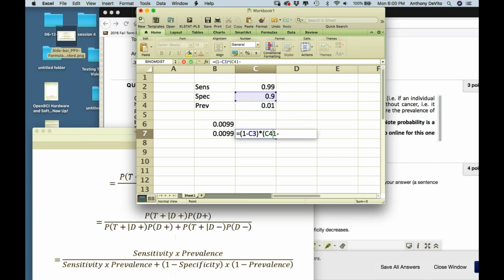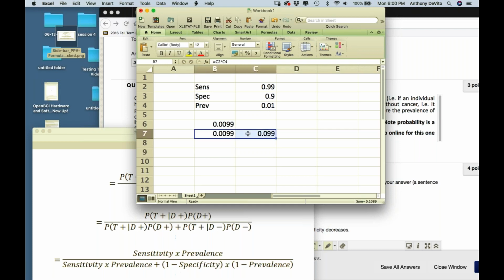I'm going to put that in parentheses also. 1 minus our prevalence, which is now, prevalence is 99% of the people who don't have the disease. Okay, let me multiply this out, and that's the percentage of people that are false positives. Let me make sure I got that right. 1 minus the specificity, which is 0.9, which is C3, and times 1 minus the prevalence, which is C4. Okay, good. I think I got it right.